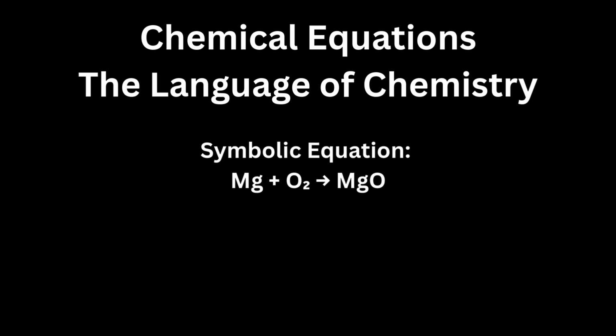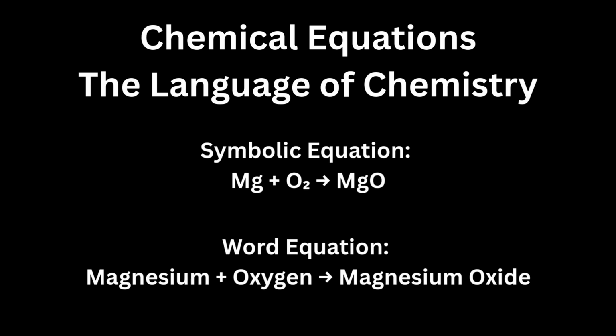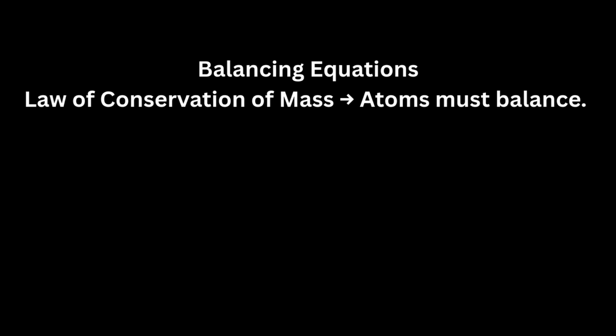Example, magnesium reacts with oxygen to form magnesium oxide. Magnesium plus oxygen form a new product, magnesium oxide here. The arrow shows the direction of the reaction from reactants to products.